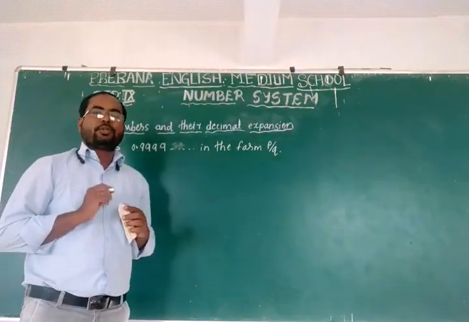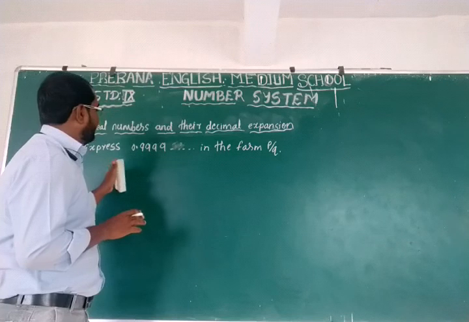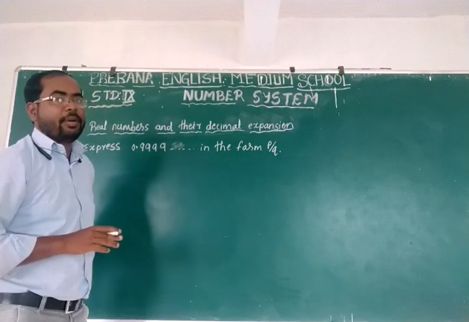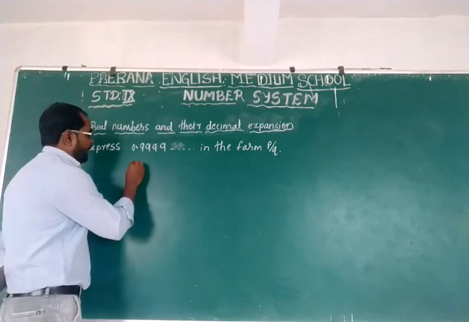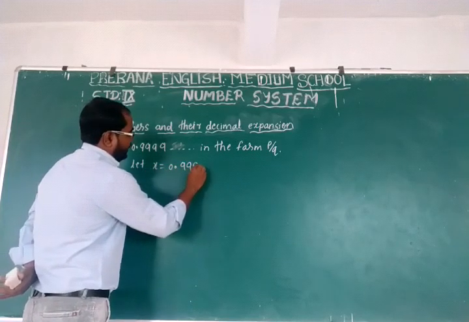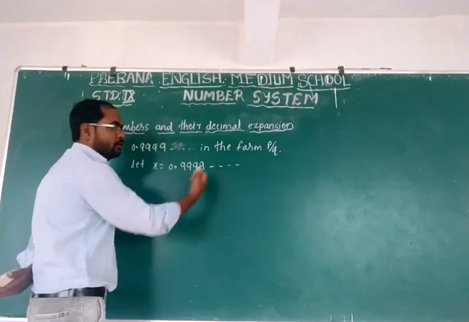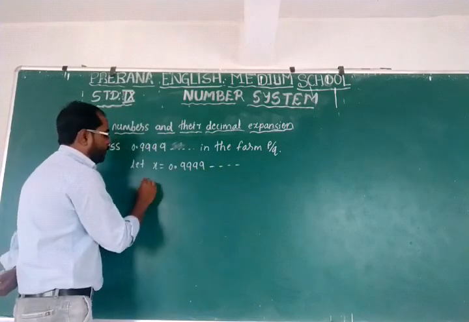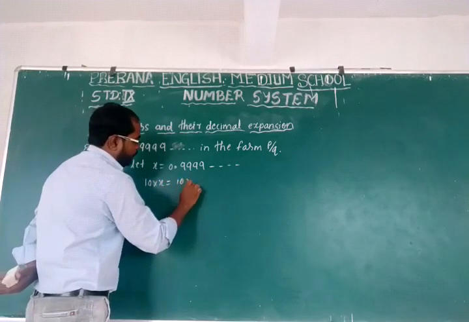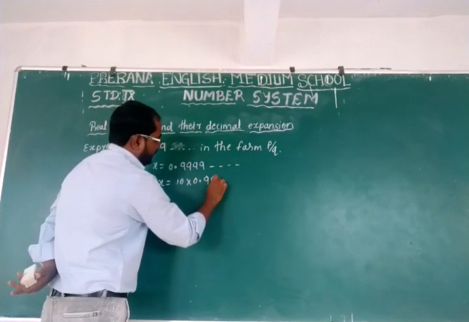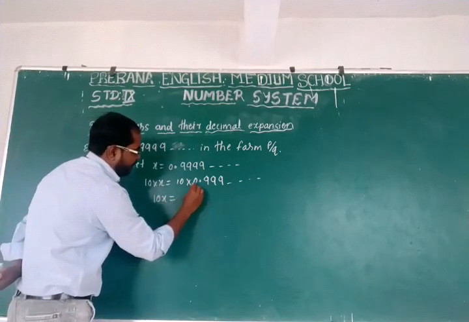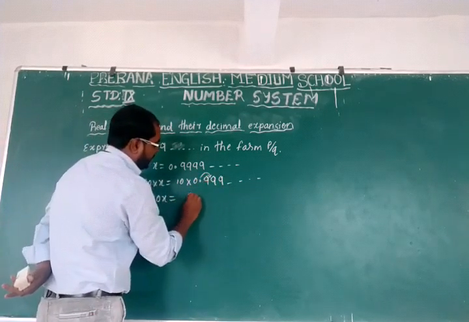Now we'll solve the next question. It is almost the same as the previous example. Express 0.999, and so on, in the p by q form. Same here, let x is equal to 0.999, and so on. It goes on continuously. So we'll multiply 10 to both sides. 10 into x, here 10 into 0.999, and so on. On multiplying, you will get 10x, and here the point will move one step forward.